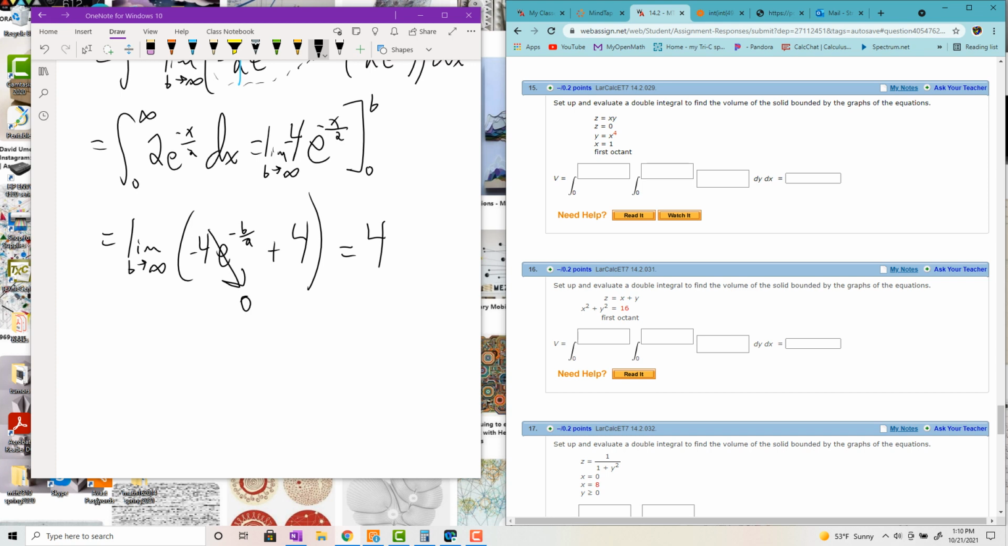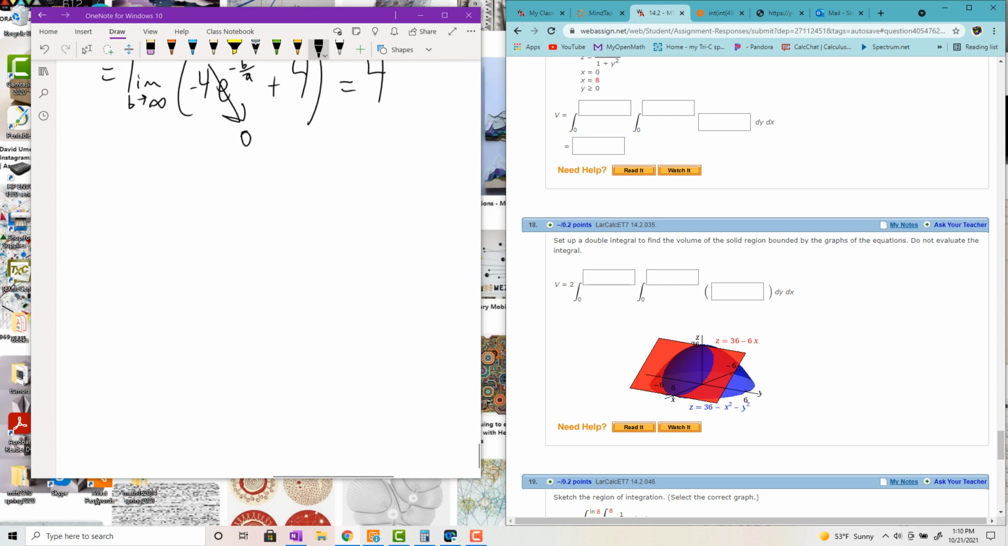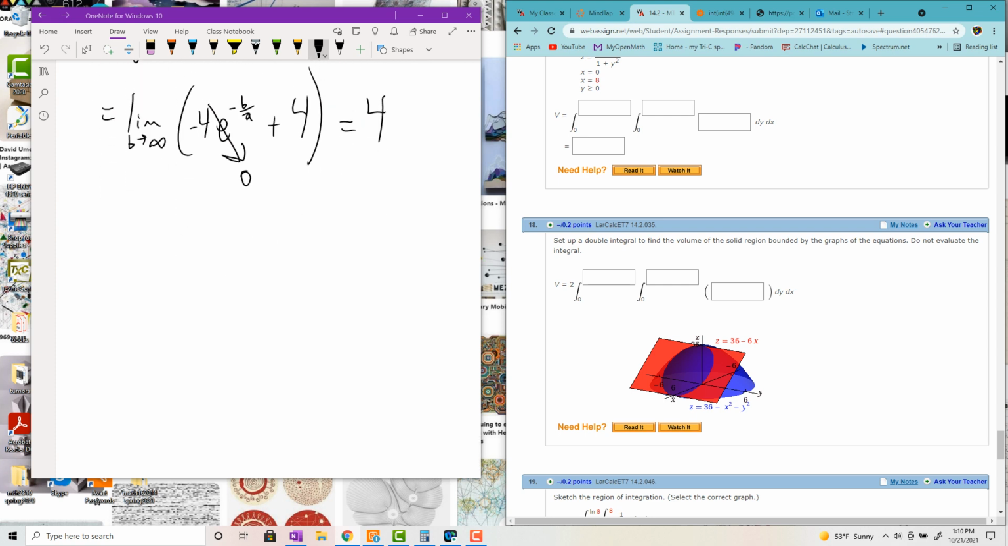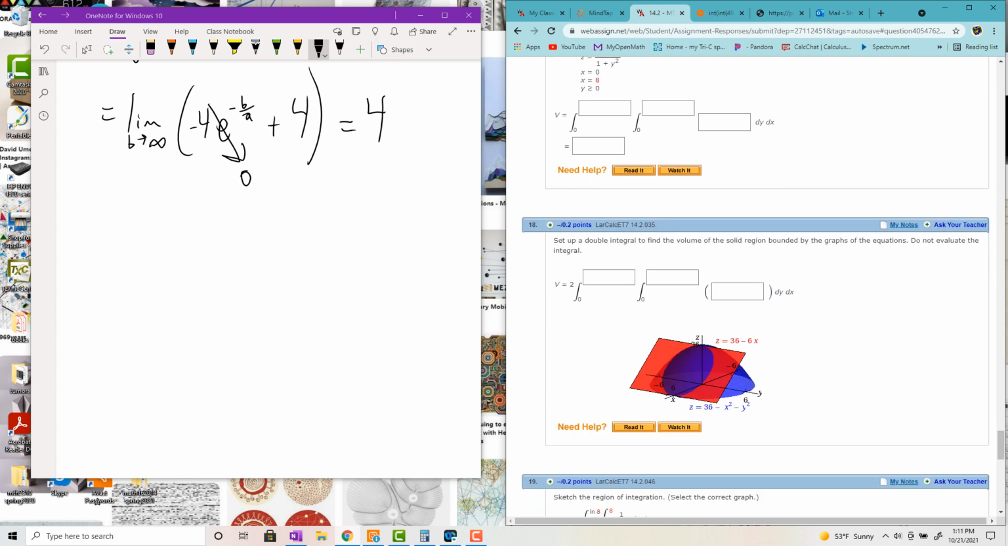So there's two functions that are bounded. I'll look at this number 18. Basically what you want to do is first figure out the region you're integrating over, and the region you're integrating over will just be the projection of this circular region onto the xy plane.